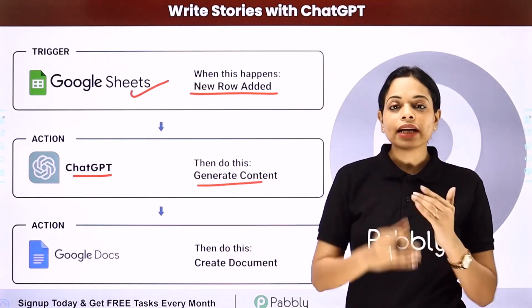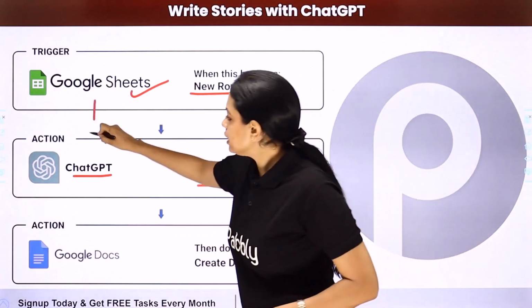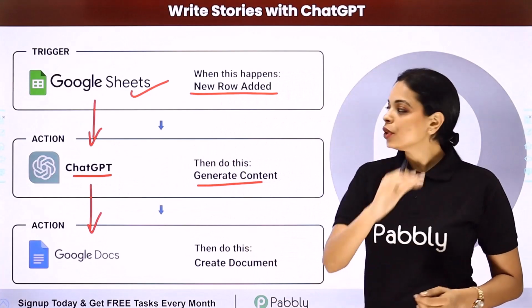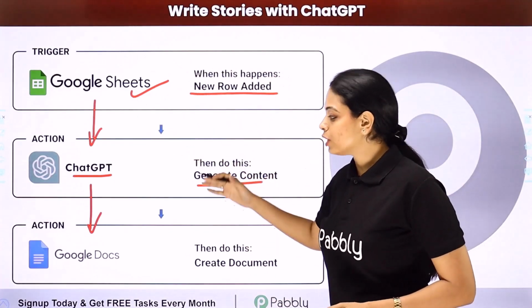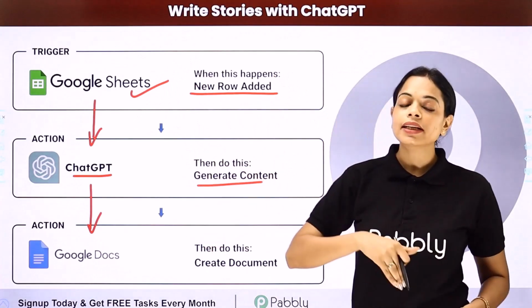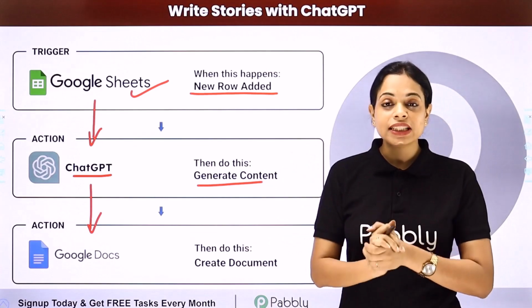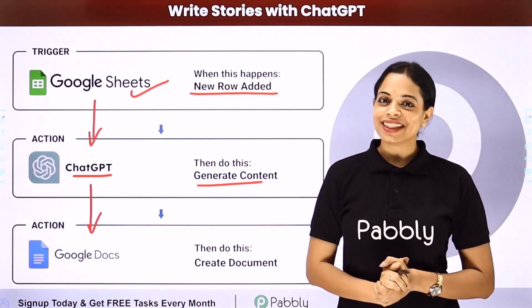Now, how can this entire thing be integrated and automated? For this, you will have to integrate these applications, and the same thing can be done using Pabbly Connect. So here your trigger application will be Google Sheets, then your action applications will be ChatGPT, Google Docs, and again it will be Google Sheets. Now, how can you do this yourself? Integrate and automate this entire process. To understand that, let me take you to my screen.